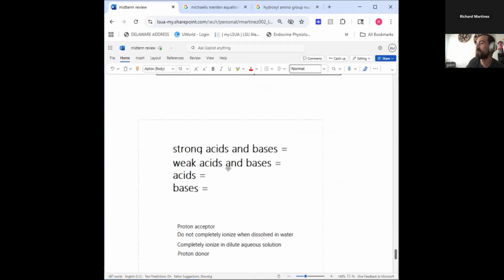Okay, last question before we head out. I'll leave you guys with this and give you a few minutes. So strong acids, and we went over this for quite a bit. Strong acids and bases, they do what? Weak acids and bases, they do what? Acids, they do what? Bases, they do what? These are your answer choices below, so you just pick one.